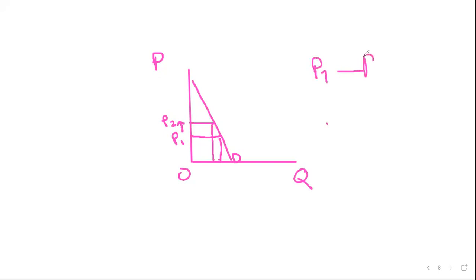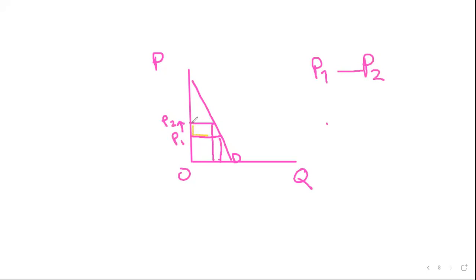Okay, now this is price, this is quantity. Now we're doing demand. Price is increasing from P1 to P2. Price increases from P1 to P2. Now, before that, what is this?